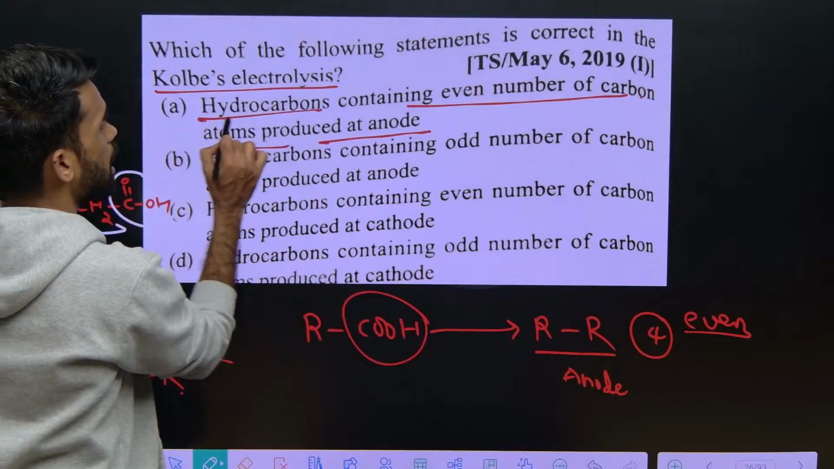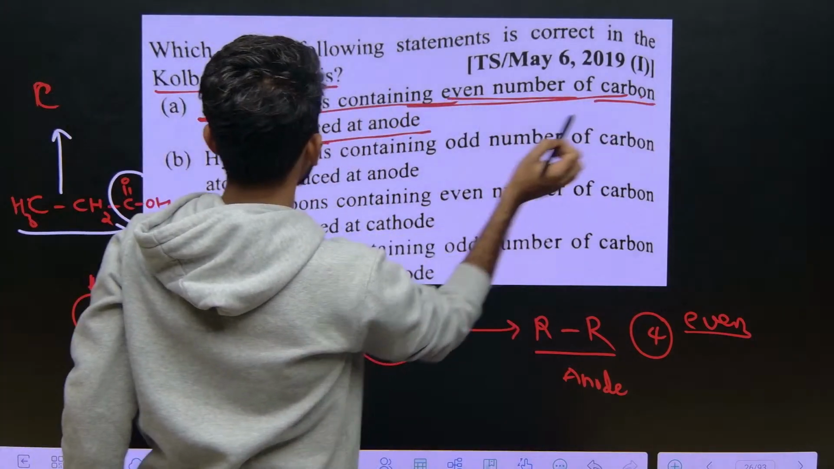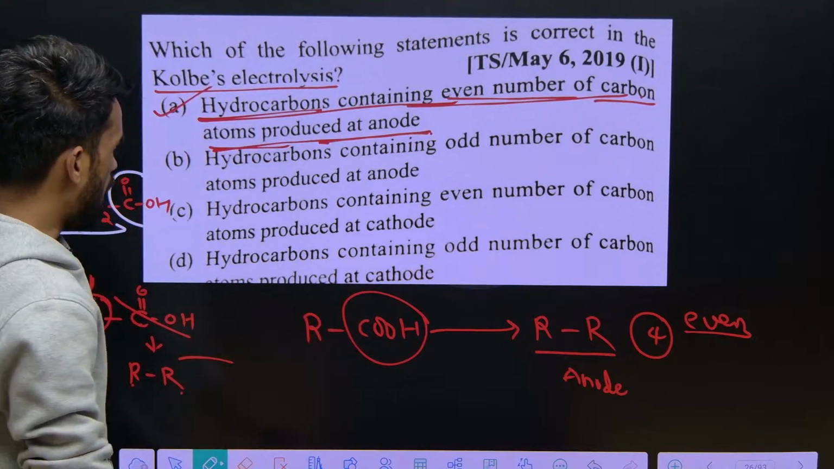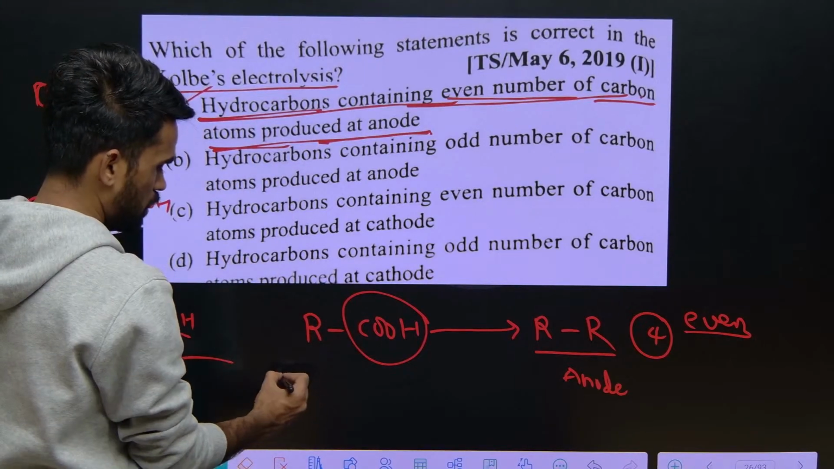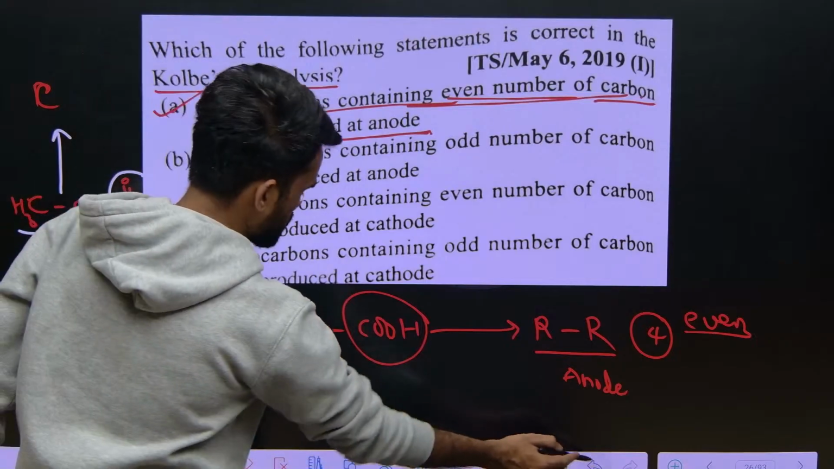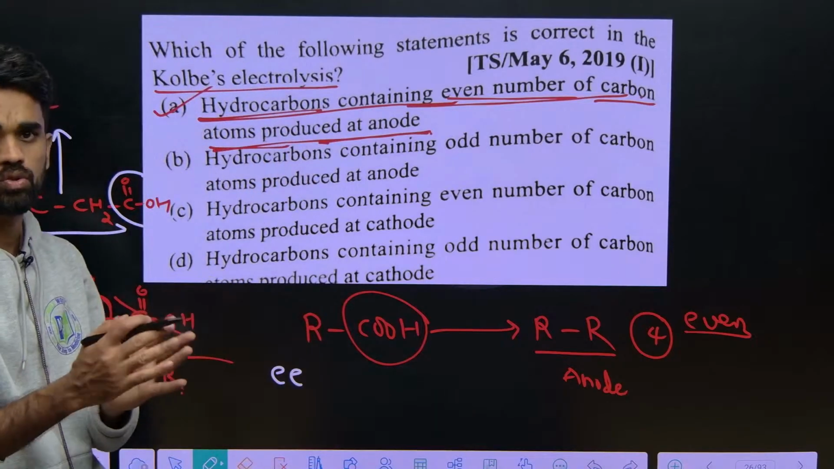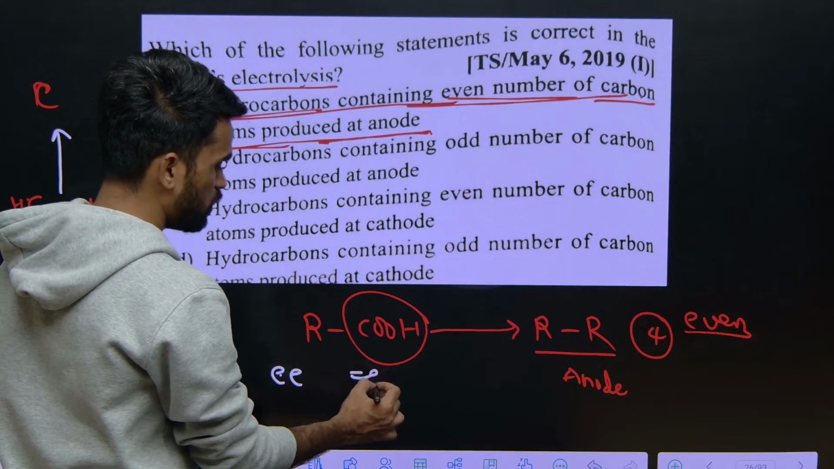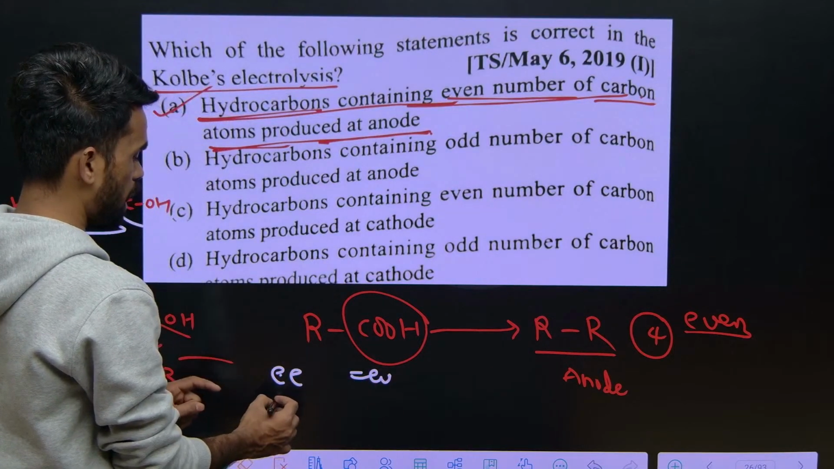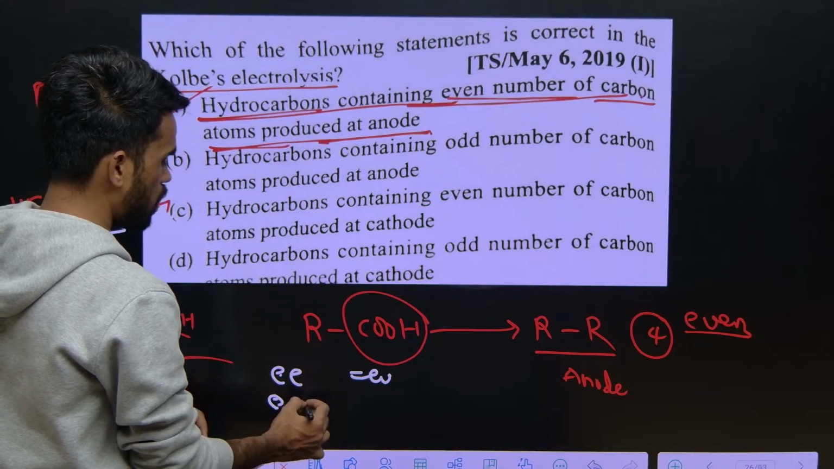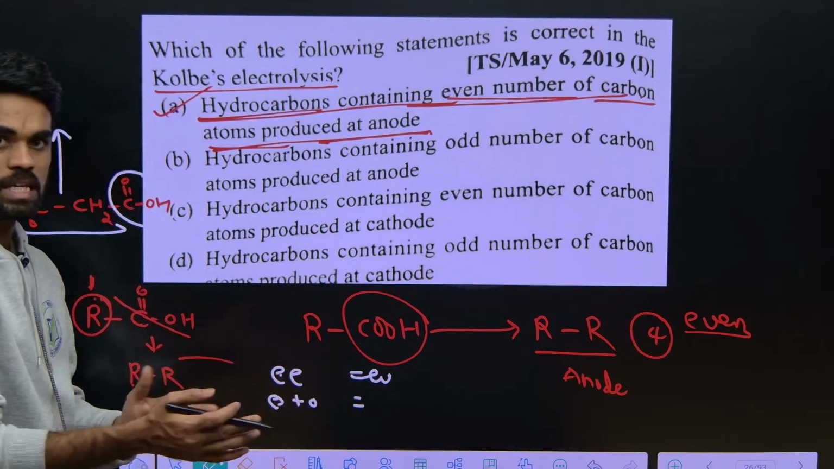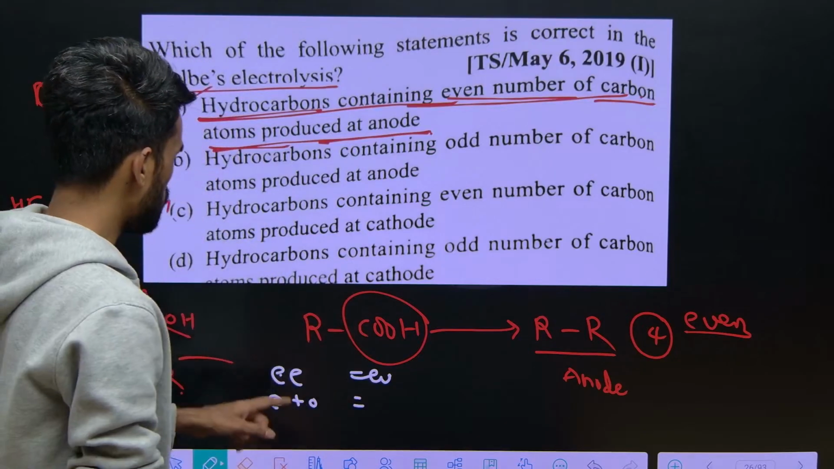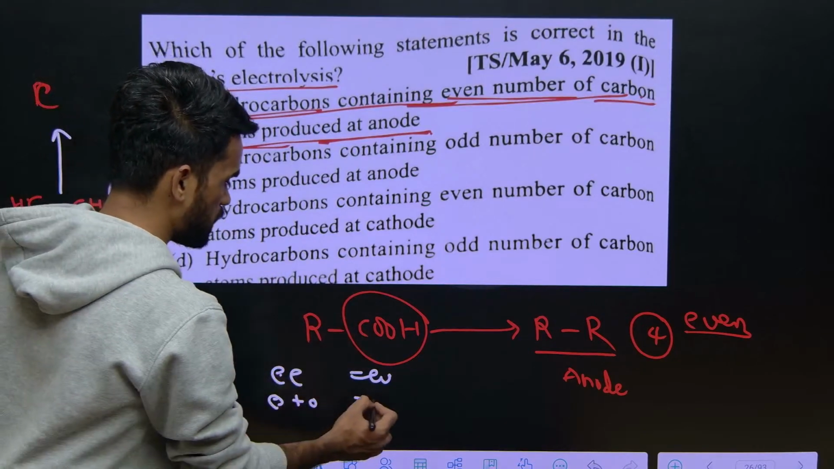So it means hydrocarbons containing an even number of carbons are produced at the anode. Yes, this is true. Take addition: even plus even, what happens? Like 2 plus 2 is 4. Whenever you are adding even plus even, you are going to get an even number only. And odd plus odd also gives what? Like 3 plus 3, 1 plus 1, 5 plus 5, all these are giving even only, no? So even plus even gives even, and odd plus odd is also even.